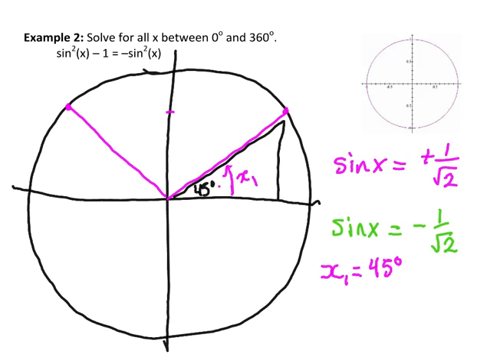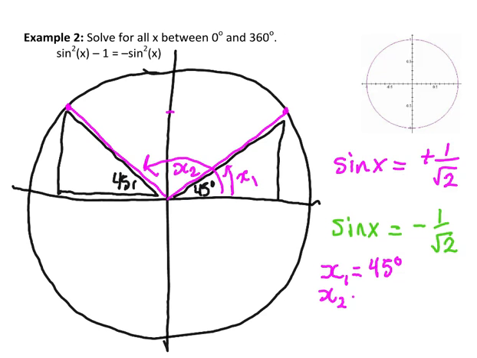The next one would be x2, and that's the angle all the way to over here. So that's going to be my x2 here. And what you want to notice is that there's a 45-degree triangle here as well, right? So that's a 45-degree triangle. So x2 must be 180 minus 45, which is equal to 135 degrees. So those are 2 solutions so far, but there's more.